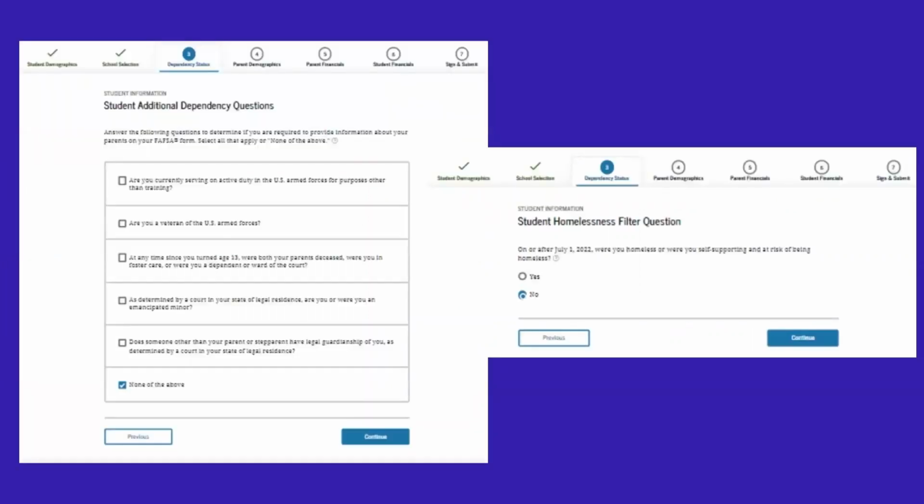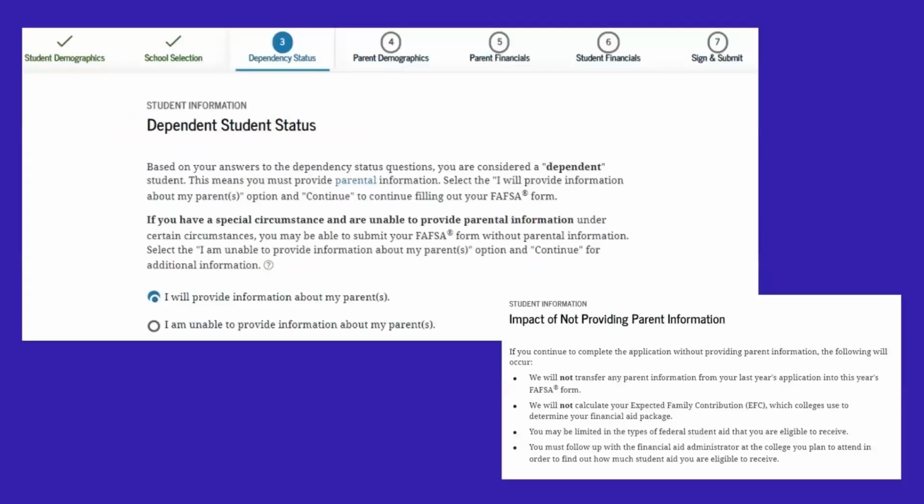And then there's another series of dependency questions. They're asking about serving in the military or being a veteran, those types of questions. Was the student in foster care or a dependent or ward of the court? Any of those questions. They also ask the student homeless question. Because the student is living with both parents, in this case, I'm assuming that they have not been homeless at any time. If that is the case, you would fill that in, and then there's another series of questions that the student would need to answer.